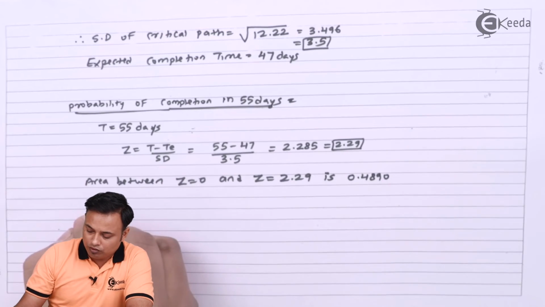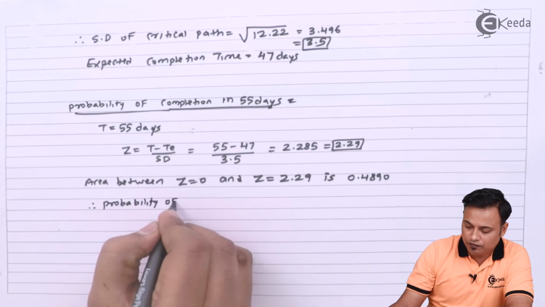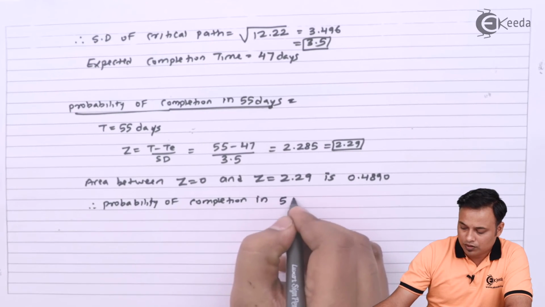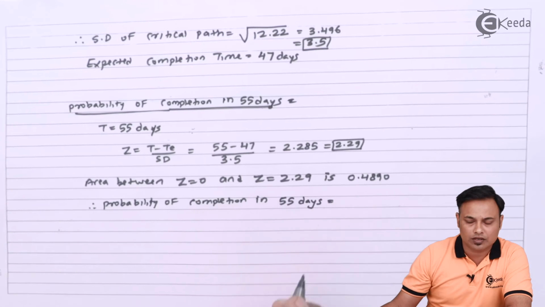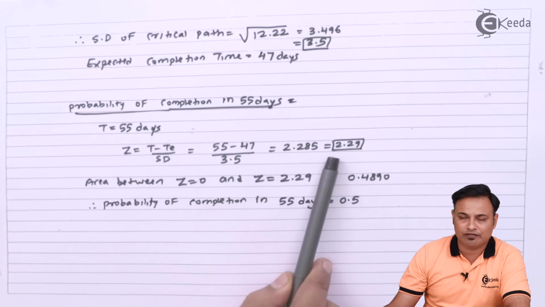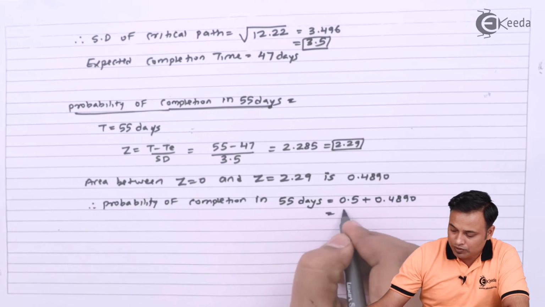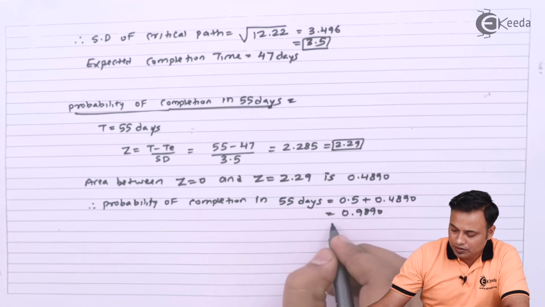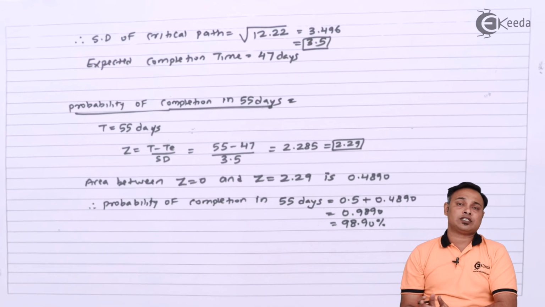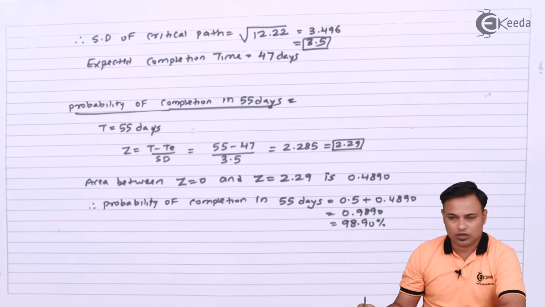Now I'll use this value. Therefore, probability of completion in 55 days will be 0.5, and do we add or subtract? Because I have got the z value as positive, I'll simply add 0.4890. It will give me the answer 0.9890, that is 98.90% is the probability that the project shall be completed in 55 days. That's it. That's the problem. I'll just note down the final statement.